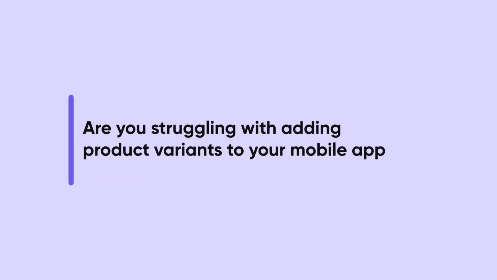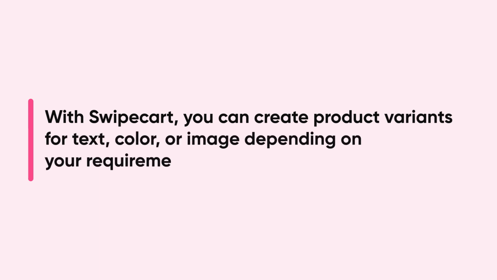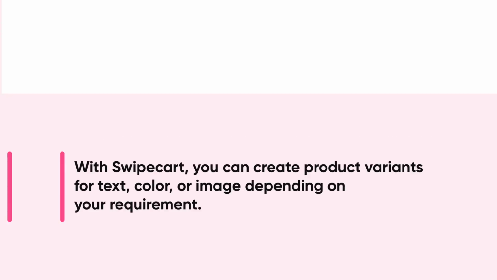Are you struggling with adding product variants to your mobile app? Having an elaborate product page with all the information related to your product variants makes it easy for your customers to make quicker buying decisions. With Swipecart, you can create product variants for text, color, or image depending on your requirement.